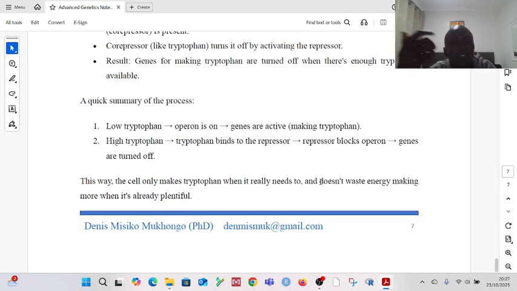How to turn on a particular gene, how to turn it off, they do so through operons. The operons come in two types, an inducible operon and a repressible operon. Each of these operons has a promoter, an operator, the structural genes, and a regulatory gene. Okay, it has all those four sections.